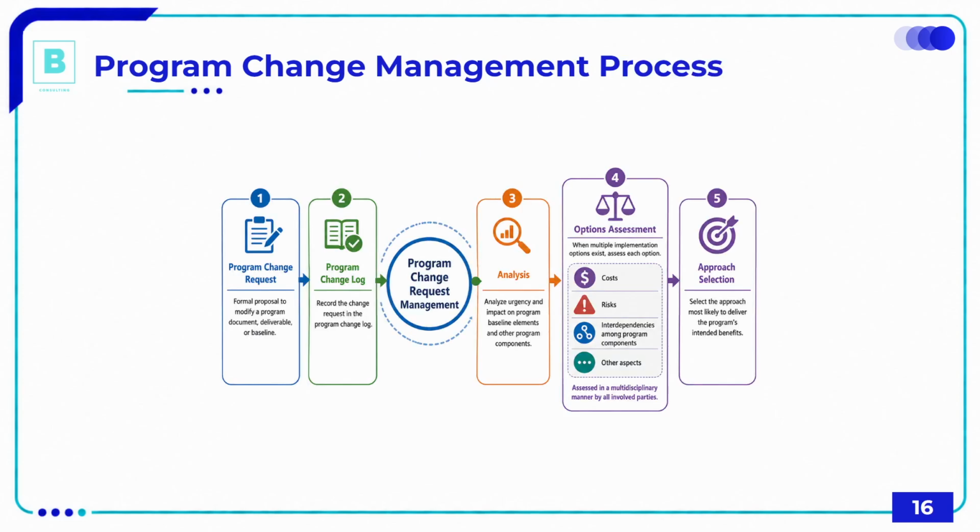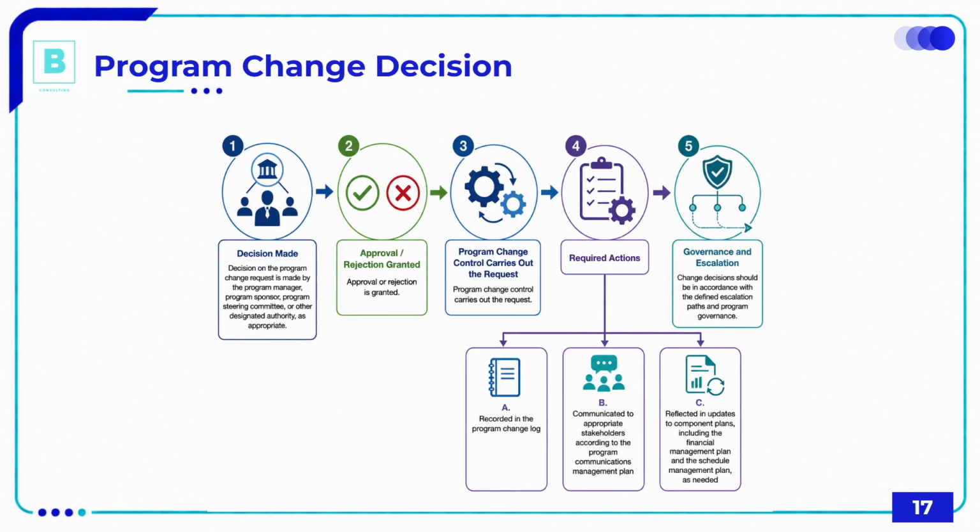The change management process is very similar to project management: we have a program change request, log it in a change log, then assess and analyze it, understanding the impact of that change on the program or the components, interdependencies, and constraints as well. Then take a decision on the change, whether it will be approved or disapproved.